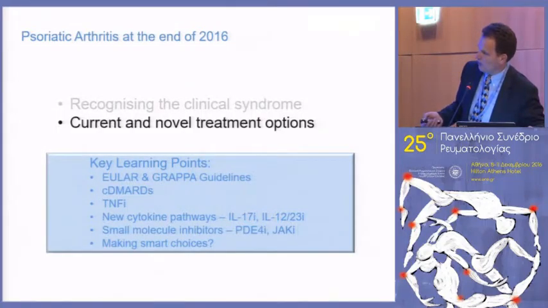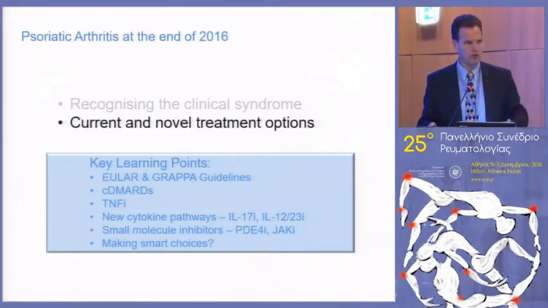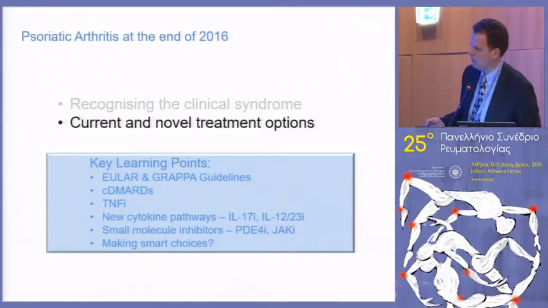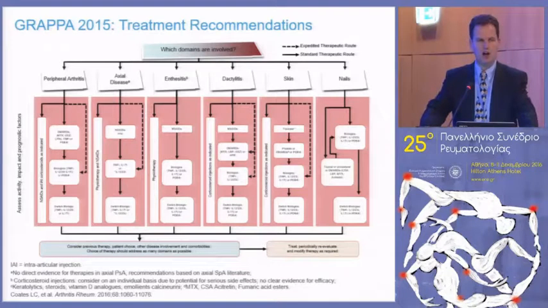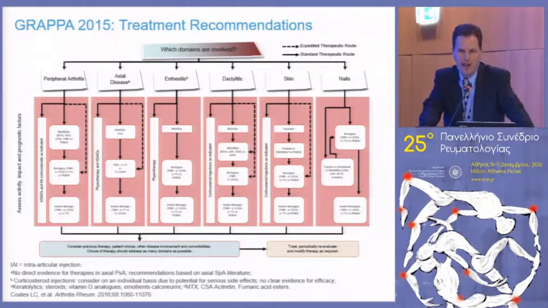So here we go. I'm going to tell you about conventional TNF blocking drugs. I'm going to very briefly remind you about IL-17. I'm showing you a little bit about the IL-12/23 pathway, and fresh off the press, some data about small molecules. So I showed you the EULAR guidelines. Here are the GRAPPA guidelines.